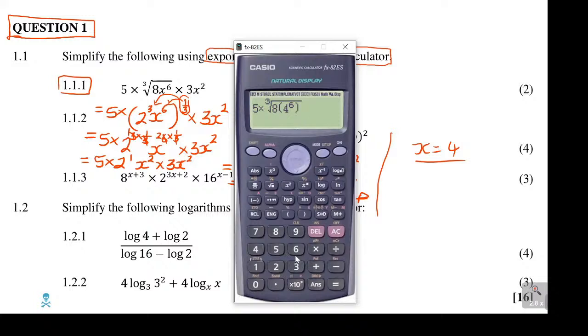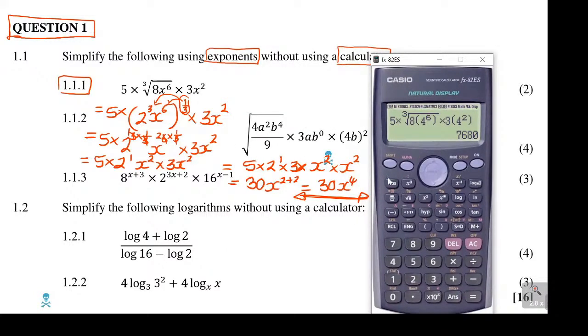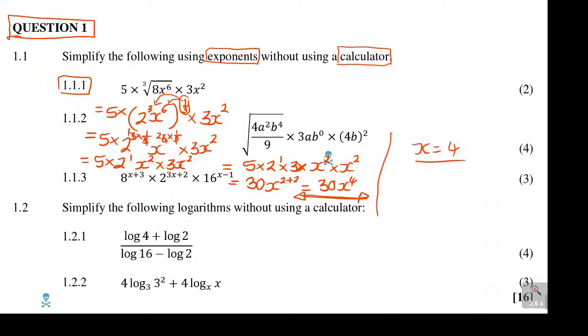and then after that times 3x, which is bracket 4, like that. All right, and then I'll get the answer, which is 7,680. Now just take note of that answer. I'm going to put it in my final answers to see if it's giving me 7680. So I've got 30 bracket 4 to the power 4 bracket. Am I getting 7,680? Yes, I'm getting 7,680. So it means my simplification in this case is correct. So you see, I get an assurance that I'm doing the right thing.